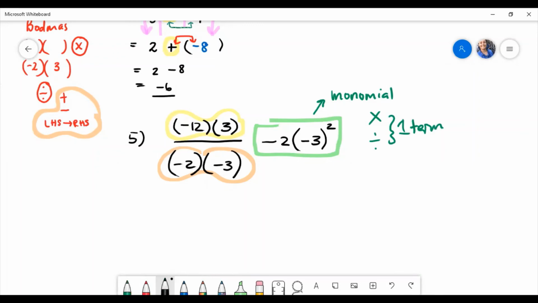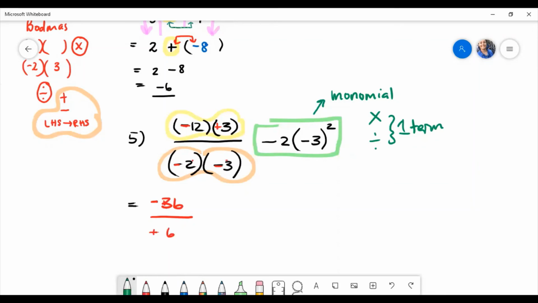Okay, so let's take it back here. Check our sign. We have a negative times a positive, and I'm left with a negative. 12 times 3 is 36. So negative 36 divided by, in my denominator, I have a negative times a negative gives me a positive, and 2 times 3 gives me 6. Right, I'm done there.